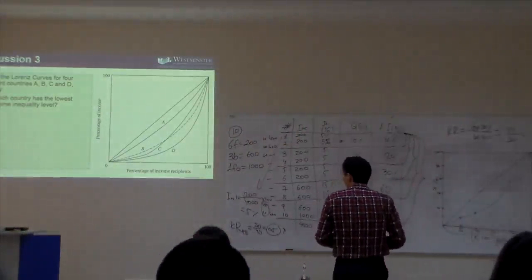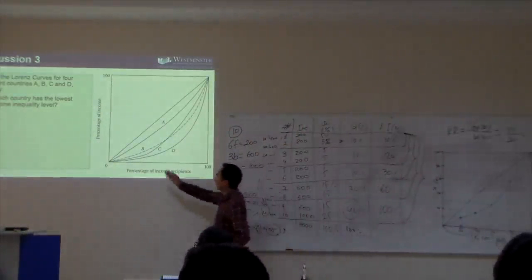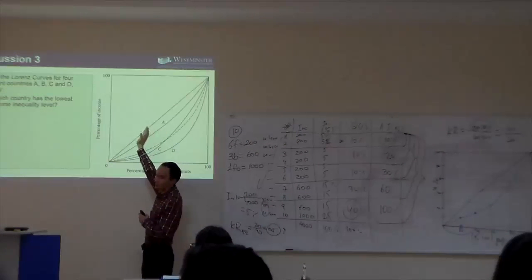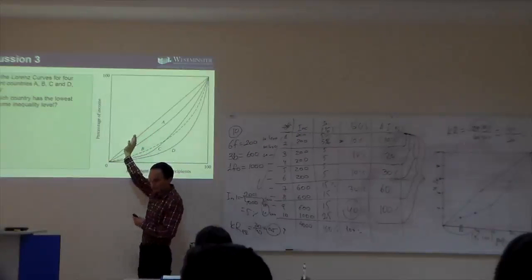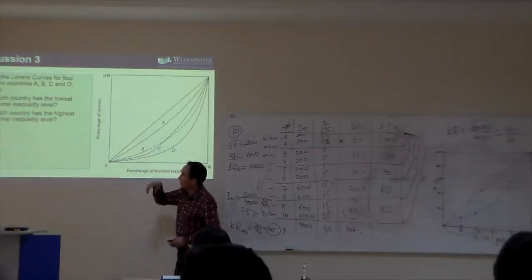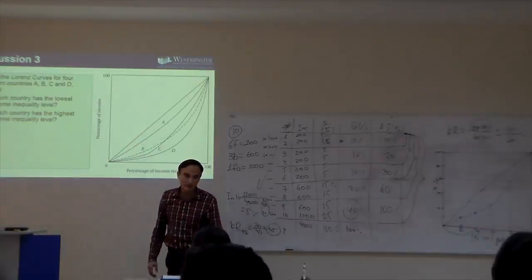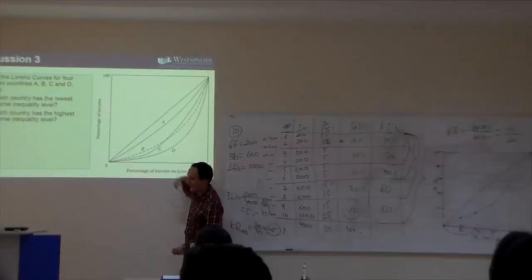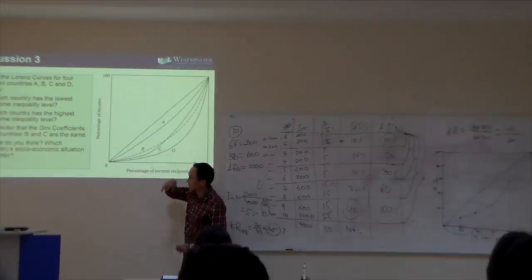So which country has the lowest income inequality level? A. Country A, because the Lorenz curve is the closest to the line of equality. Good. Second one: which country has the highest income inequality? D, because the distance is the greatest, right? Yeah. Okay.